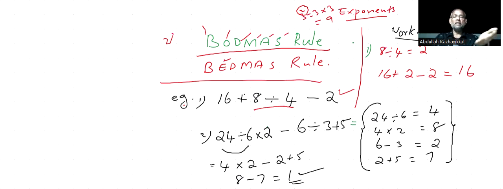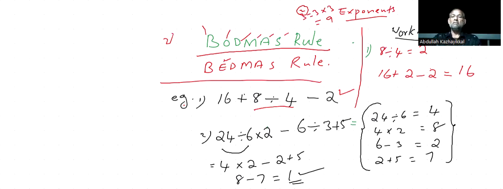Don't add 16 and 8. That means 24 divided by 4, then 6 minus 2, and your answer will be wrong. 16 plus 8 means 24, 24 divided by 4 is 6, 6 minus 2 means 4. Your answer is not 4.